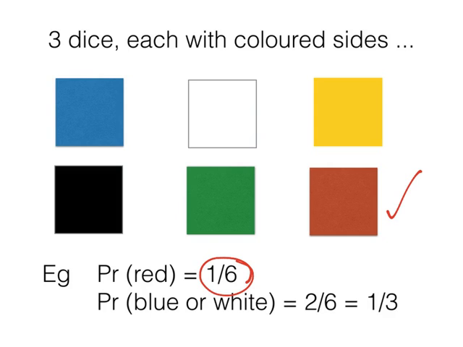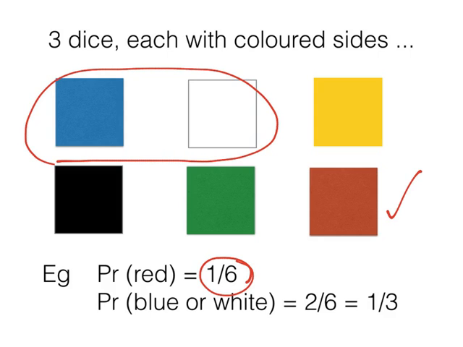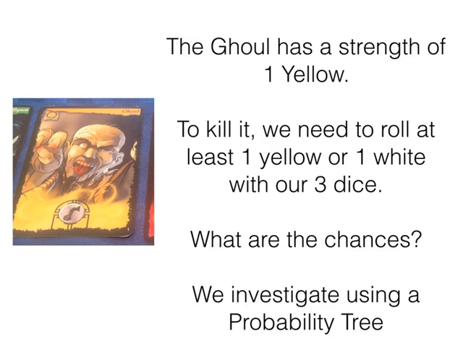Going back to what I said a minute ago about the white side being a wild card, if I wanted the blue or a white, as you can see, there's 2 ways I can get that. There's one blue, there's one white. 2 out of 6, which is a third. Okay, so that's the basic setup for what we're going to be looking at.